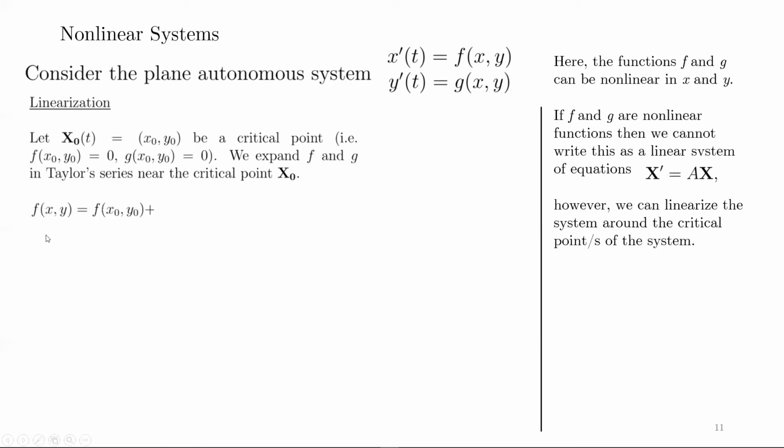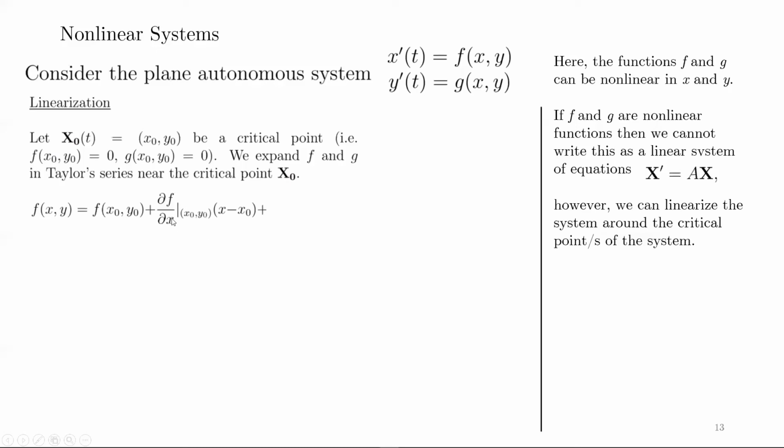So we start out with the function equal to the value of the function at x naught, y naught, so that's at the critical point, plus the partial derivative of the first function f with respect to x. This line here means evaluated at x naught, y naught. So we calculate the value of this partial derivative, and we substitute the numbers x naught, y naught into that partial derivative.